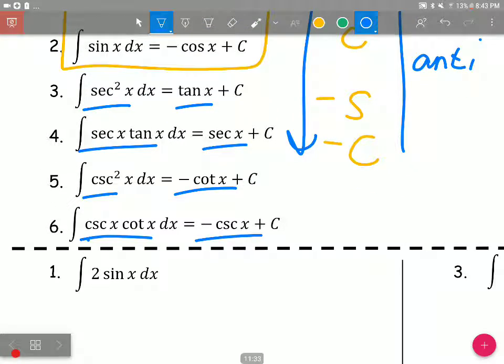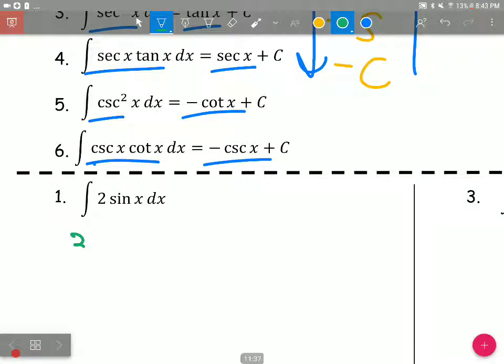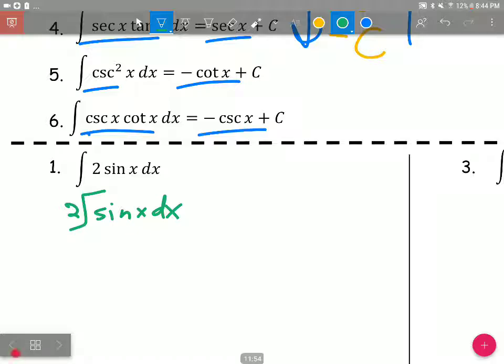All right, and coefficients. Essentially, you can treat coefficients as if they were out front. So 2 sine x dx, you can treat the 2 as if it is out front, there's nothing to do with that. So the antiderivative of 2 sine x would be negative cosine x, right? You have to remember this. So that would be negative 2 cosine of x plus c.